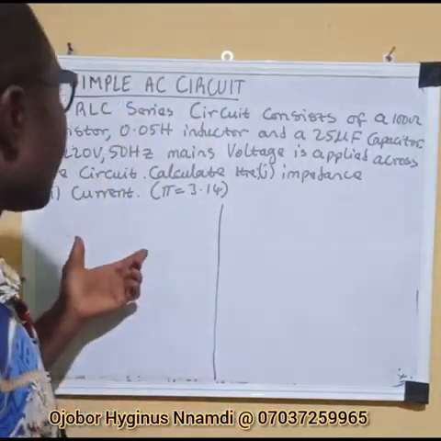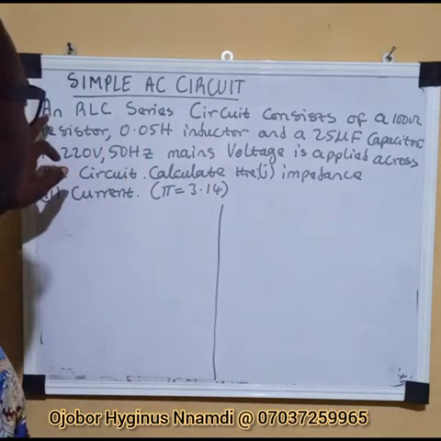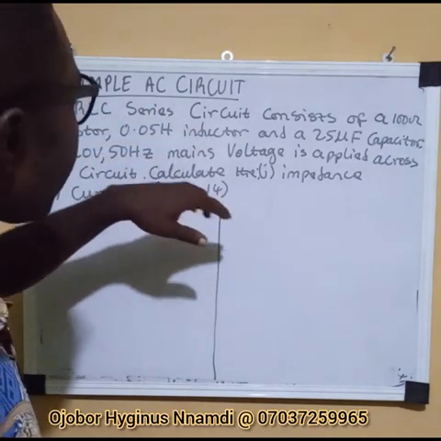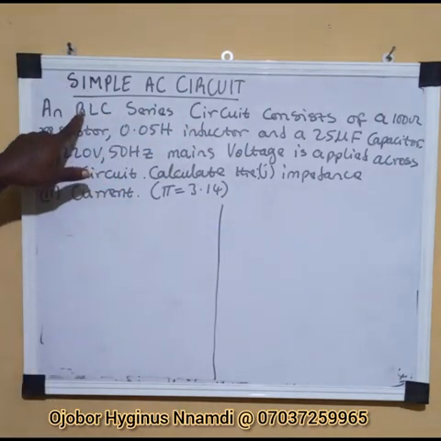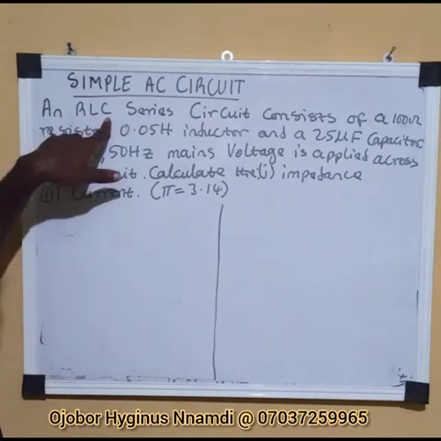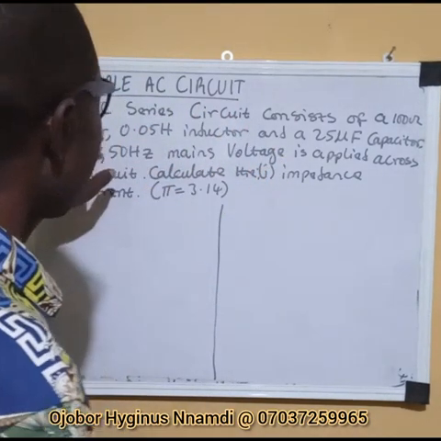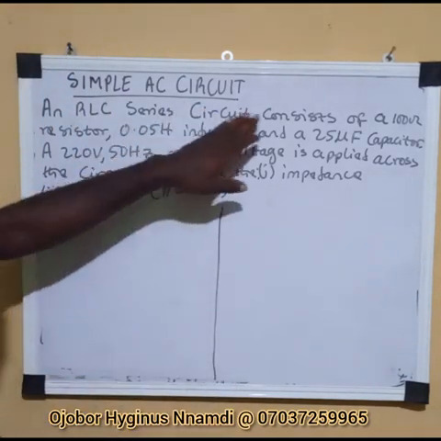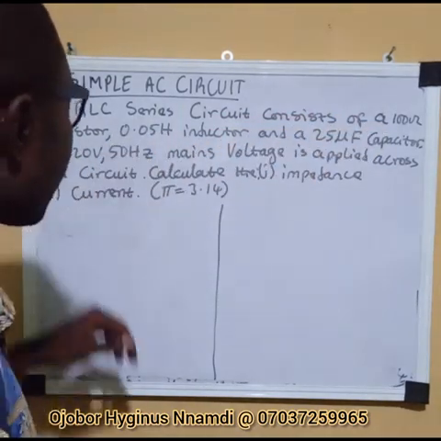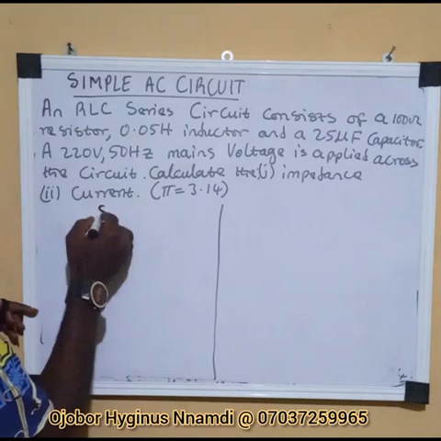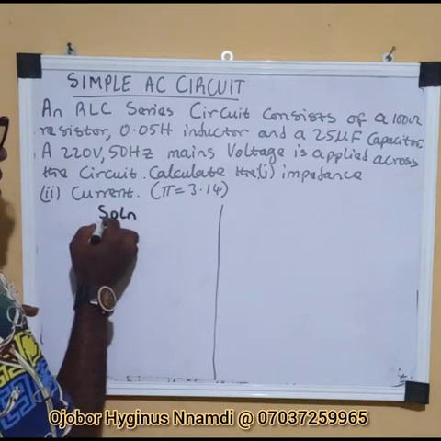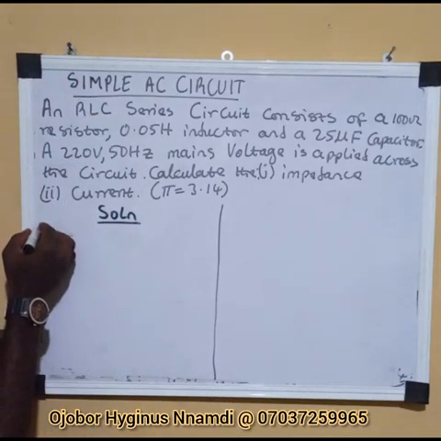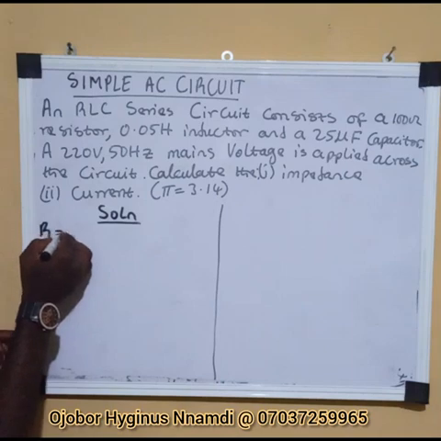Okay, let us see how we can solve this question. It says an RLC series circuit. If you have watched my previous video, you will know that RLC stands for resistance, inductance, and capacitance. So it is a circuit that contains a resistor, an inductor, and a capacitor in series. It consists of a 100 ohms resistor. I always say that if you are to properly solve calculation questions, it is good you itemize or list your parameters so that you will see them and it will give you an idea of the formula to use.